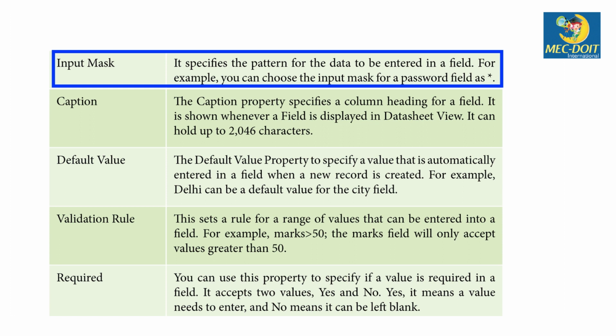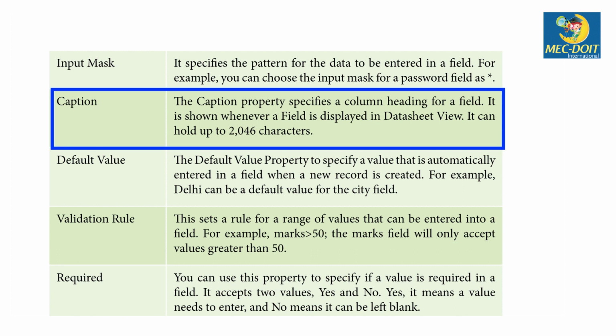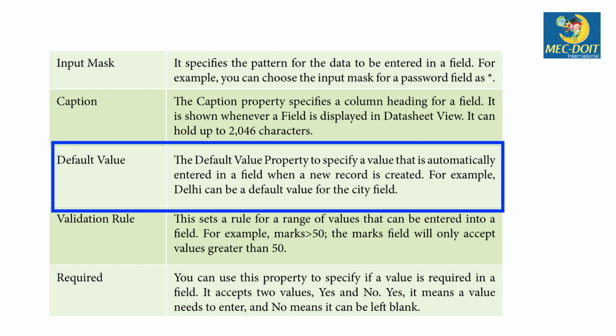Input mask: it specifies the pattern for the data to be entered in a field. For example, you can choose the input mask for a password field as stars. Caption: the caption property specifies a column heading for a field. It is shown whenever a field is displayed in datasheet view. It can hold up to 2046 characters. Default value: this property specifies a value that is automatically entered in a field when a new record is created. For example, Delhi can be the default value of the city field.